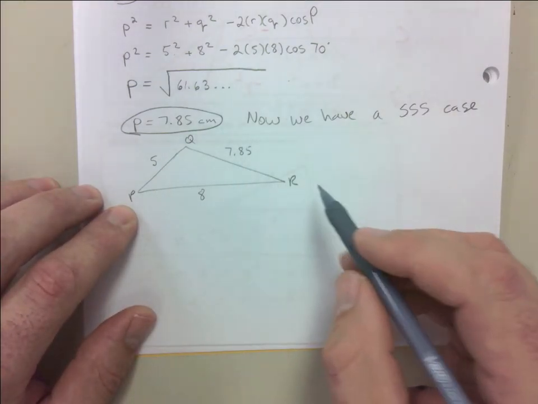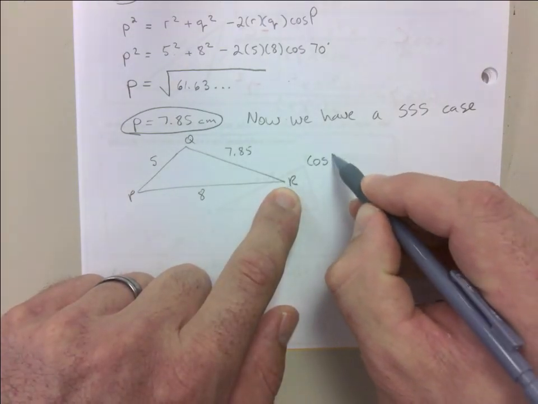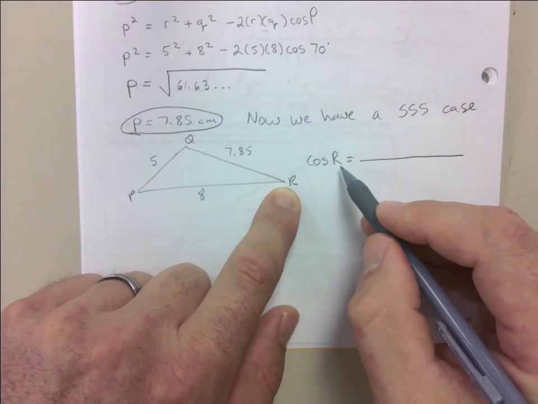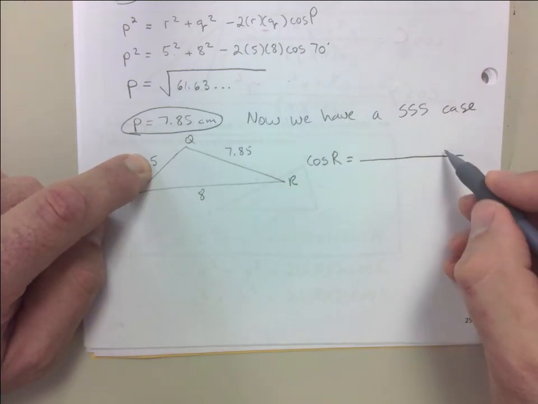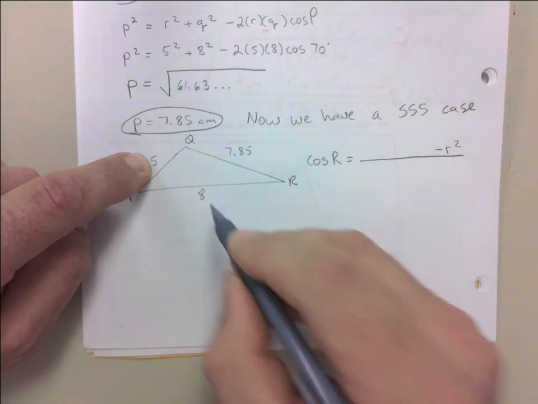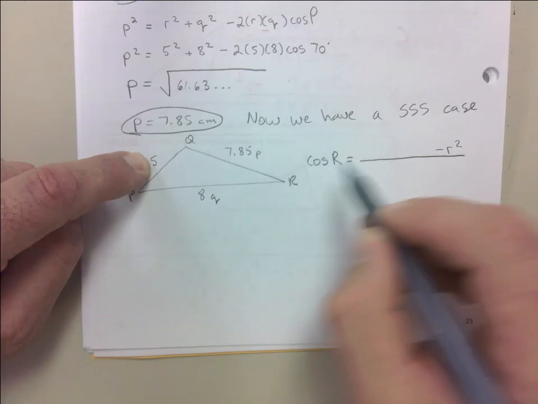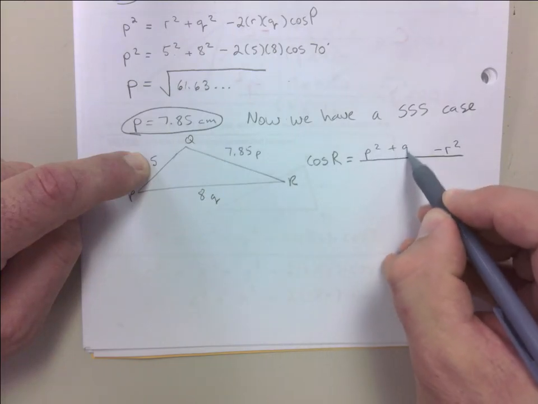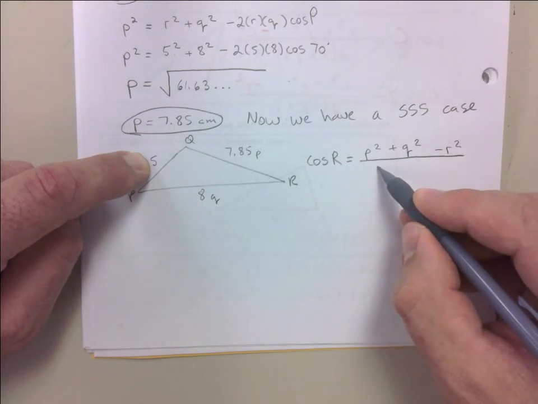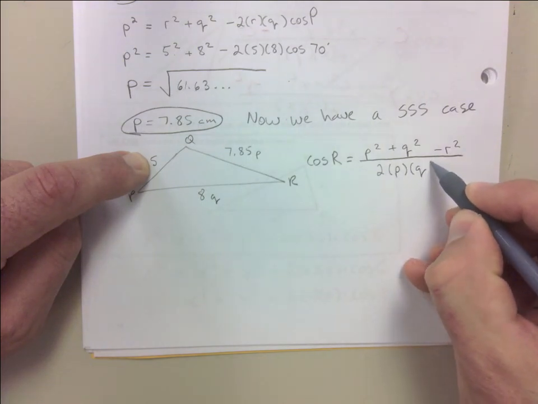Okay? Side, side, side. So if you wanted to solve for R, we would go what? Cosine of R, long line. R squared would go at the back here, subtracting. And we know that this is Q and this is P. Okay? So this would be P squared plus Q squared over 2 times P times Q.